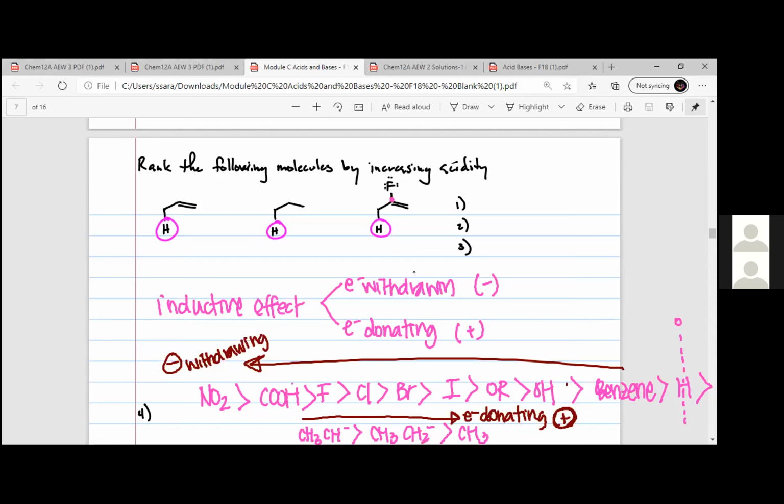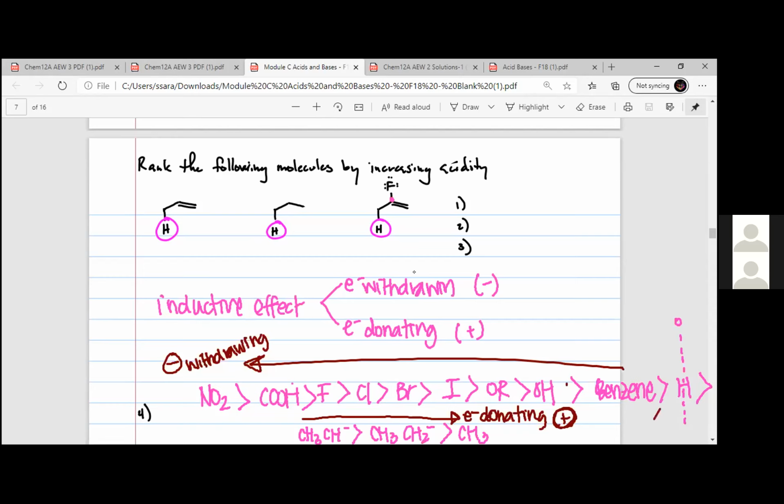For instance, it's bonded to this, right? This can leave as an F minus. So then what happens to the carbon? It becomes partially positive, right? So this has a partial negative and this has a partial positive. That's what inductive effect is, or what polarized means. Got it. Okay, that's it.